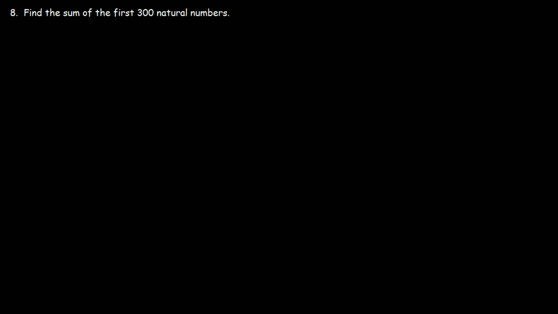Number 8, find the sum of the first 300 natural numbers. So how can we do this? The best thing we can do right now is write a series. 0 is not a natural number, but 1 is. So if we write a list, 1 plus 2 plus 3, and this is going to keep on going all the way to 300.